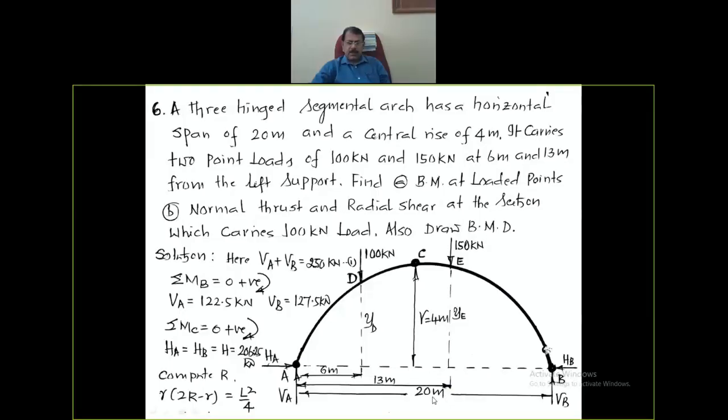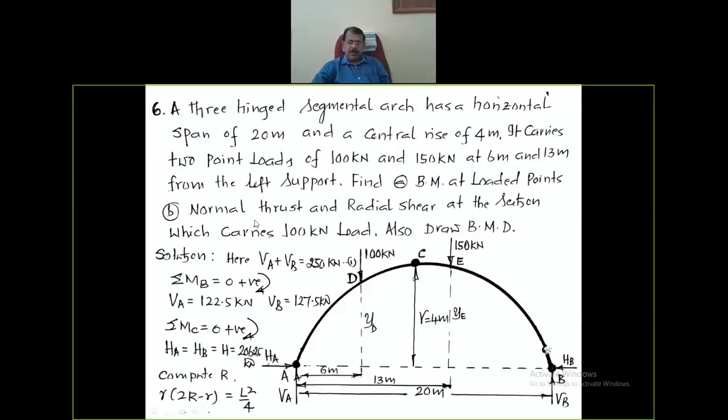This arch consists of 3 hinges at the points A, B and C. The span of the arch is given as 20 meter. The rise of the arch is 4 meter. This arch is subjected to two loads, 100 kilonewton and 150 kilonewton, at a distance of 6 meter and 13 meter from the left support.